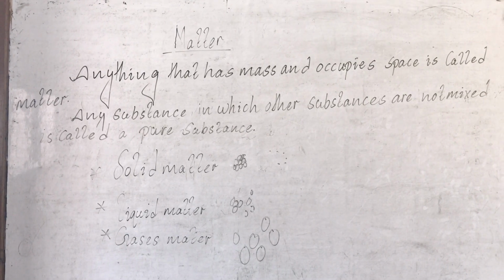But we can keep it in a vessel. It has a mass, but it cannot be seen through our eyes because the molecules of the gases are far from each other, far apart from each other. They are very loosely packed, we can say. So that's why gas matter is different from the other matters. Okay. So gas is the state of matter with no fixed shape and no fixed volume.